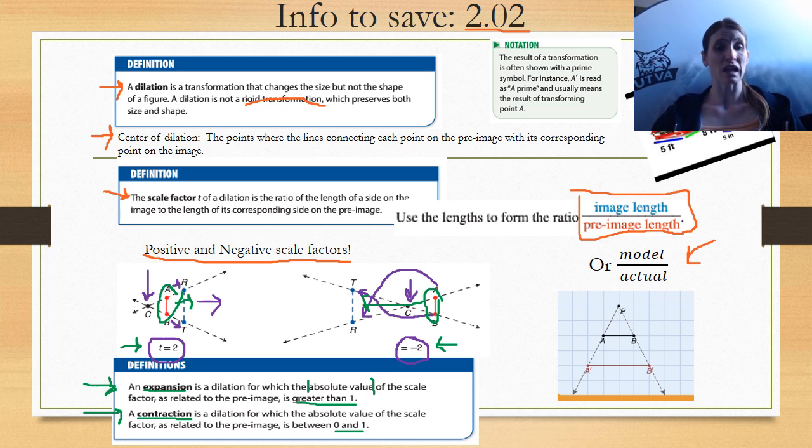A contraction is making it smaller. So that is when we see a scale factor of 1/2 or negative 1/2. Because really negative 1/2 just means that it's going the other direction from the center of dilation. But it's still a contraction. It's still making it smaller. All right.